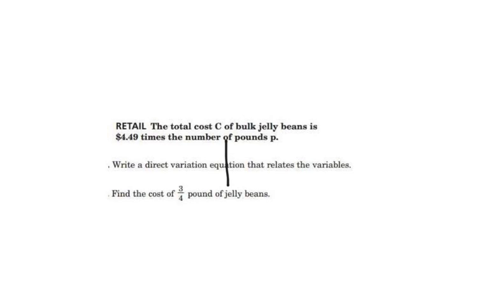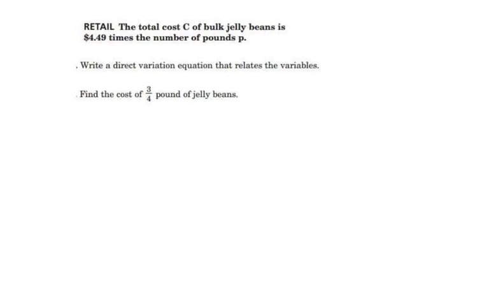So here is a real-world example of how we use direct variation. This is dealing with retail. If you're in the retail business, you're selling something. It could be clothes, could be candles, whatever. But retail means you're selling.